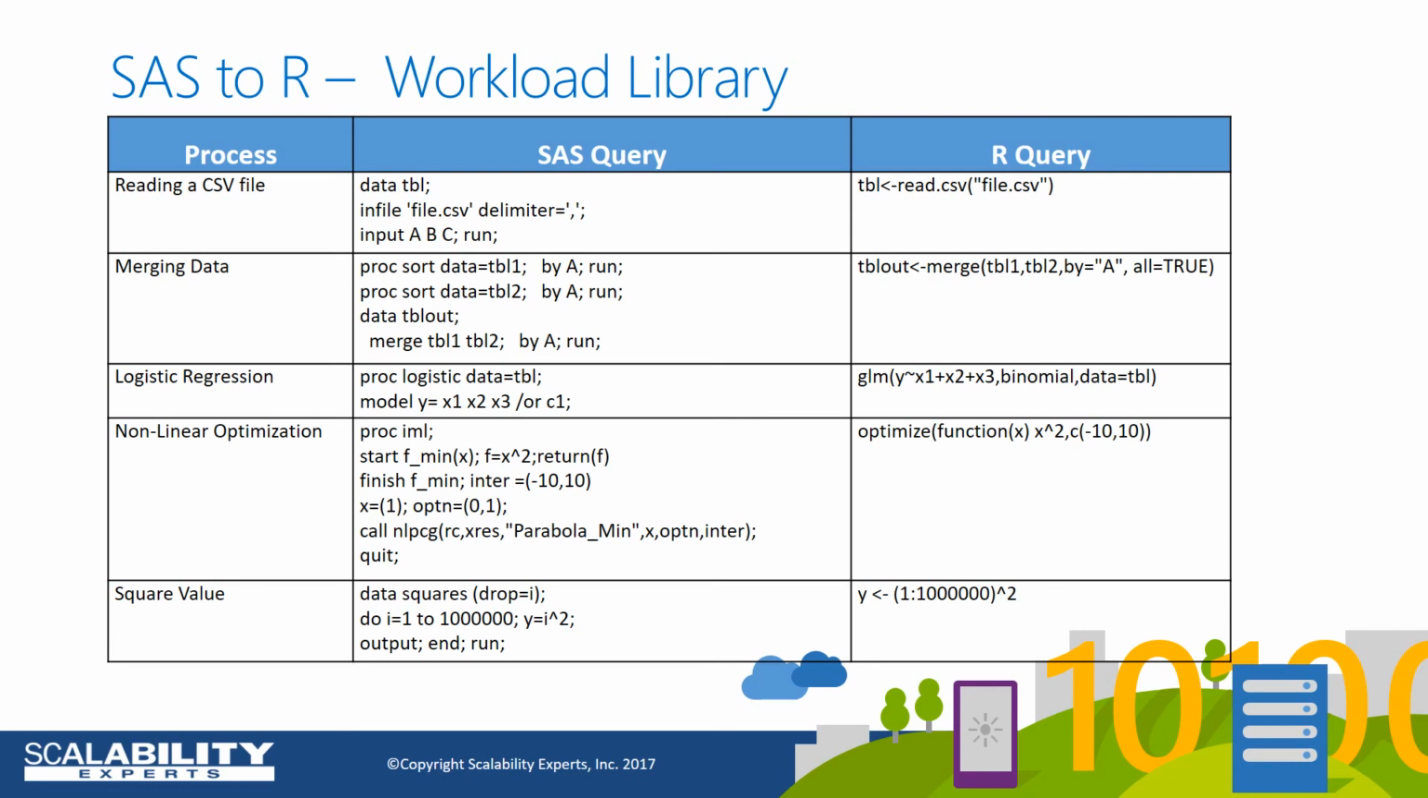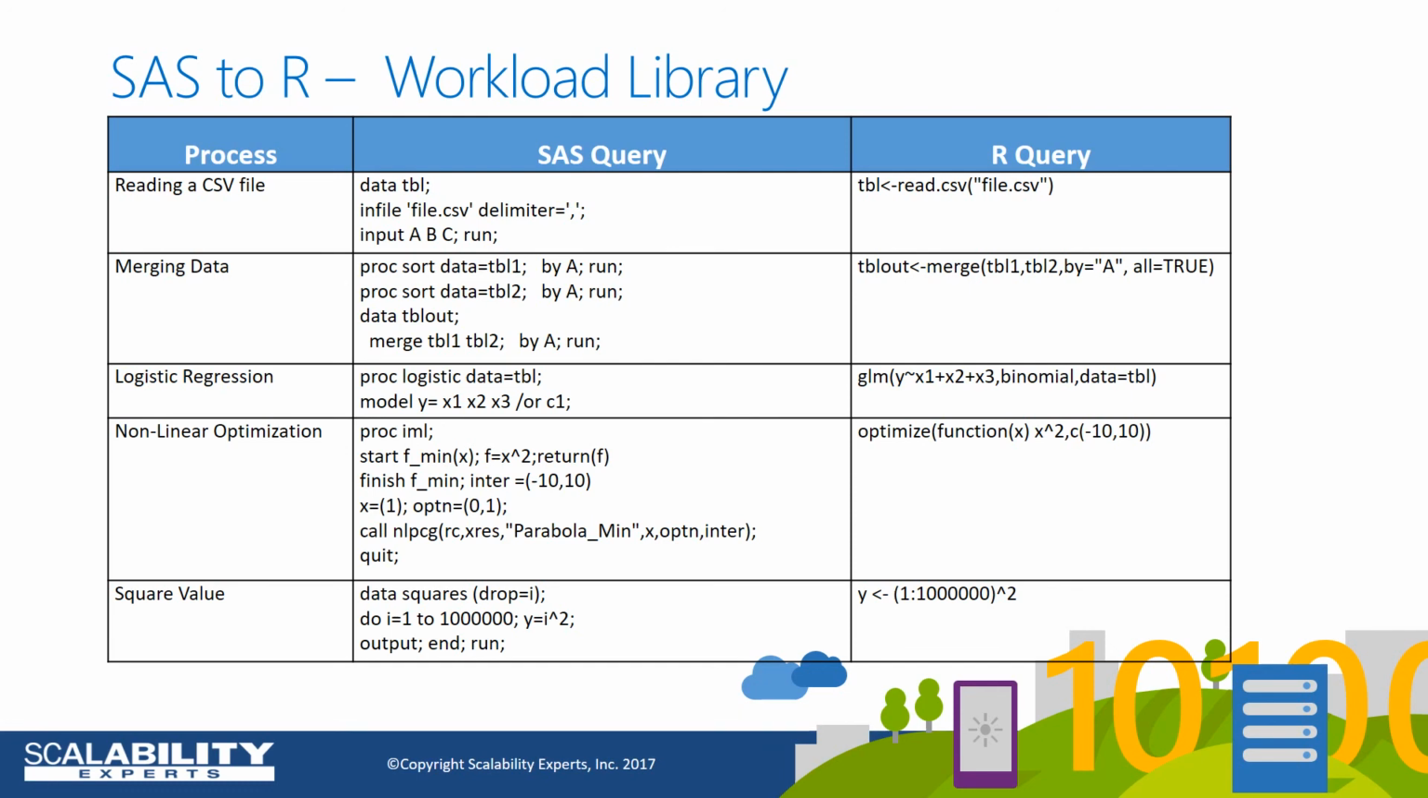Here, as we see in the list, we are trying to read a CSV file. We see an equivalent SAS query for that. As I was breaking it down earlier, there is a data step and there is a procedure step. In the data step, we are trying to access the table and then read the file. And similarly in the R query, that's the syntax for it.